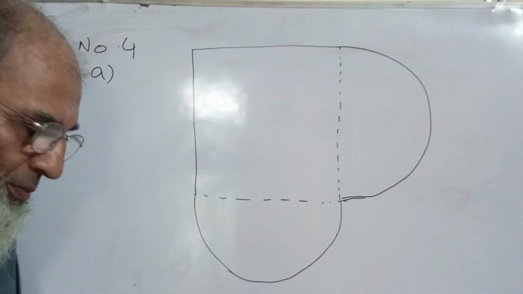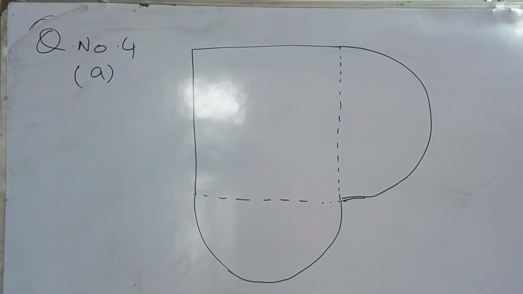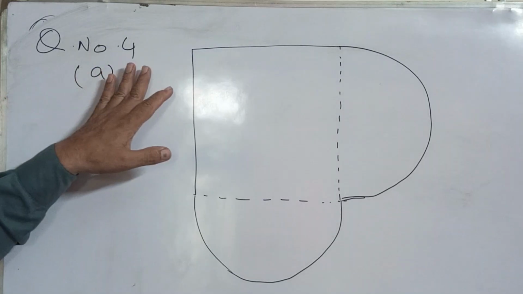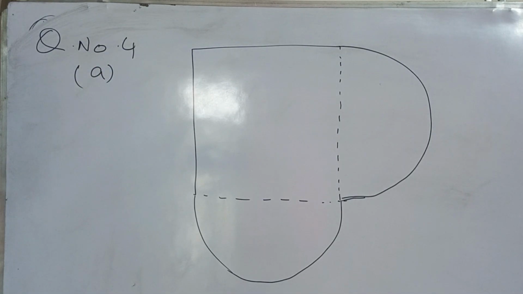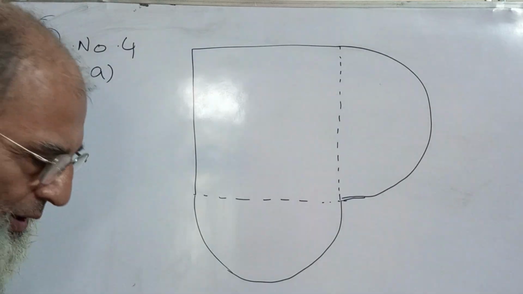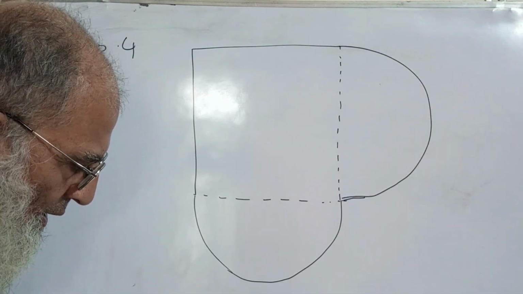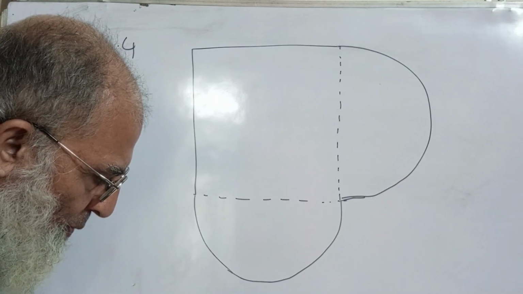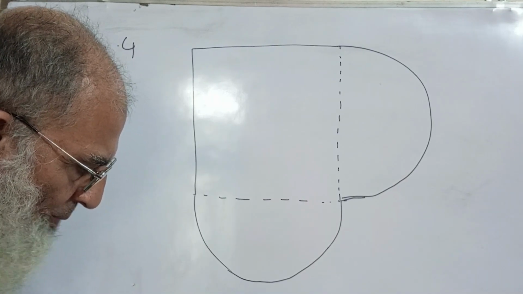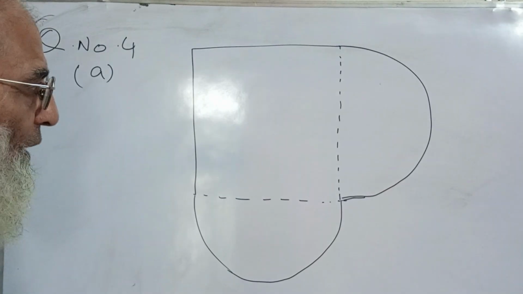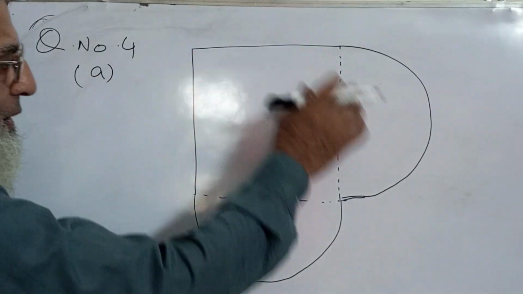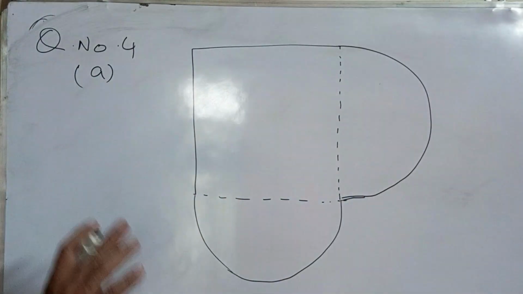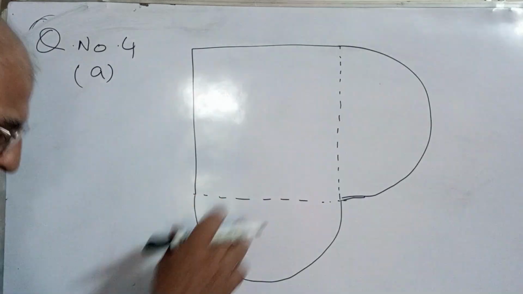So we were doing exercise 7.4 and the last question in my book is question number 4 part A. Now, what is given to me is: each of the following shapes can be split into simpler shapes. In each case you find the perimeter and area. Now what we have to find is perimeter and area, and what is given to us is this figure.